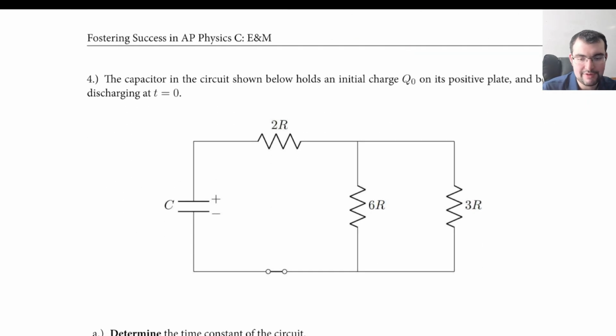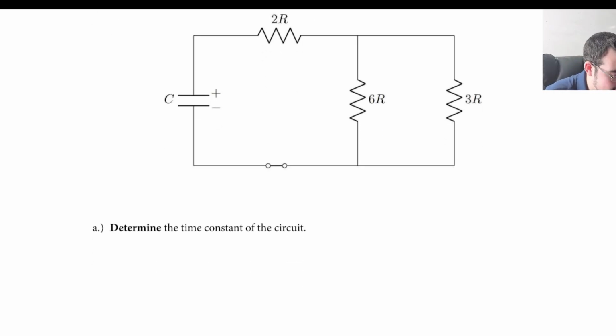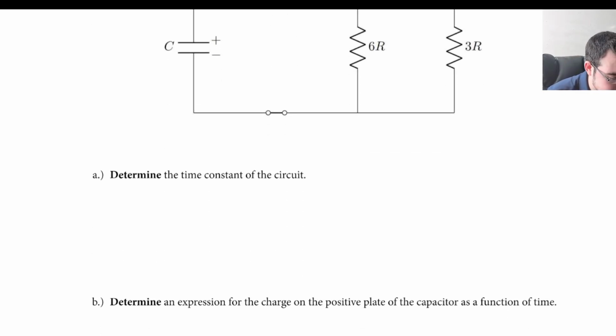All right, so here we have a discharging capacitor. At time t equals 0, we have this fully charged capacitor, and at t equals 0, it releases its charge. So again, what does releases its charge actually mean? What it really means is electrons are going to leave the negative plate and flow back, but of course we can just model this as a battery with conventional current. All right, first, determine the time constant of the circuit.